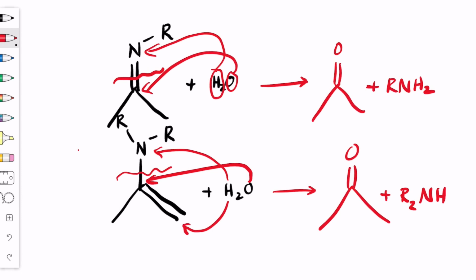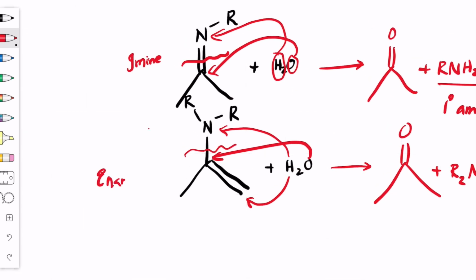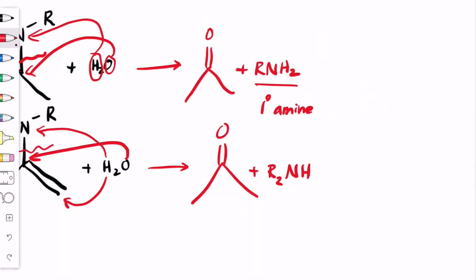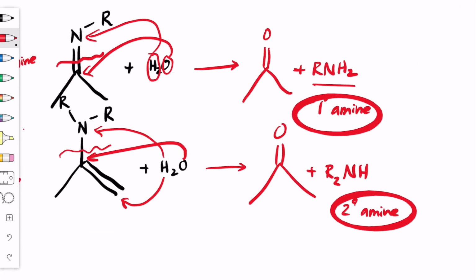So remember the difference here, when you have a primary amine and a secondary amine. So let's put it this way. When you start with an imine, you get a primary amine. When you start with an enamine, you end up getting a secondary amine. So remember these 2 differences here. If you understand these 2 differences, that is how you can justify the reactions.